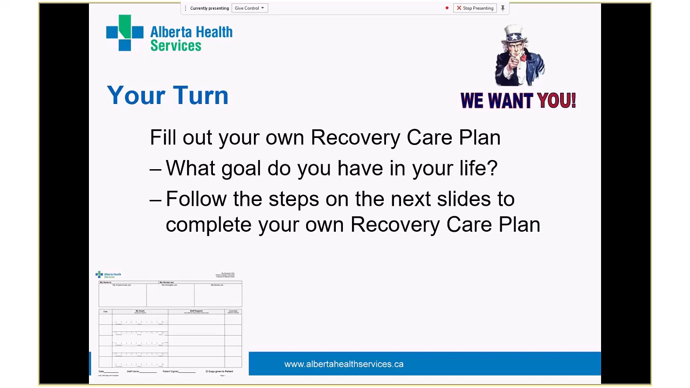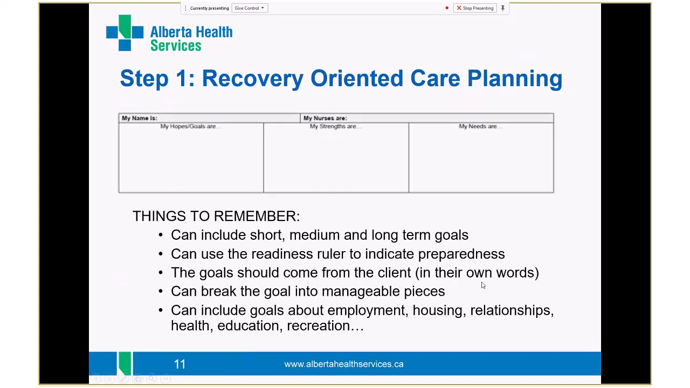I want you to think about what goals you have in your life, and over the next few slides, we will complete your care plan. For the first step, I want you to fill in your hope or your goals, or one goal that you have right now for your life. Then write in what you feel your strengths are, and then take a look at what your needs are to achieve that particular goal. Once you have completed this, you're going to break those goals into parts that are required to achieve it.